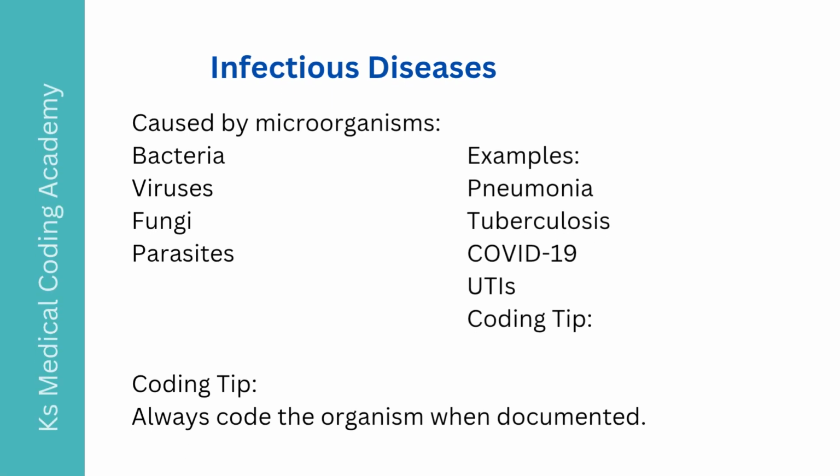Infectious diseases. Infectious diseases are caused by microorganisms such as bacteria, viruses, fungi, and parasites. Examples include pneumonia, tuberculosis, urinary tract infections, and COVID-19. As coders, when an organism is identified, we must code it specifically rather than using an unspecified code.